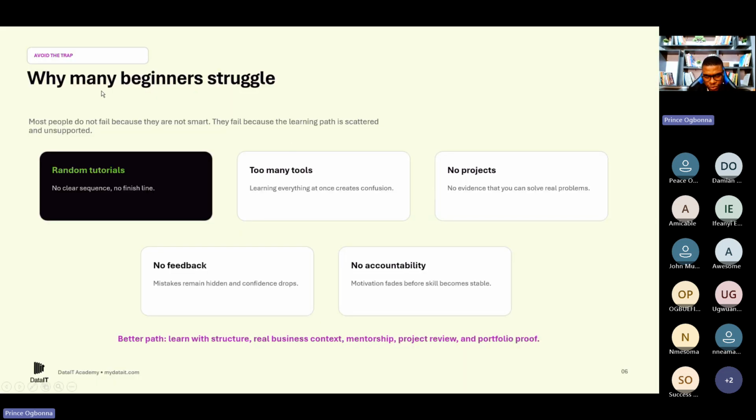Why many beginners struggle. Let me talk about this. Beginners don't actually struggle because of their background. For instance, somebody is coming from a software engineering background, another one is coming from marketing, sales, the other one is coming from finance, right? That is not the reason why you struggle to learn a particular tool. So these are some of the reasons I identified here, right? Random tutorials.